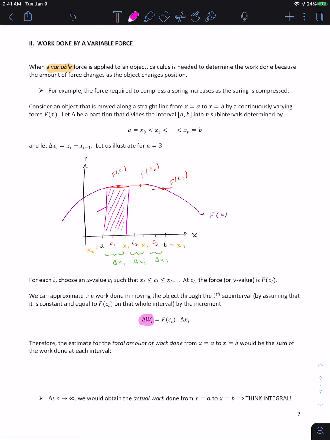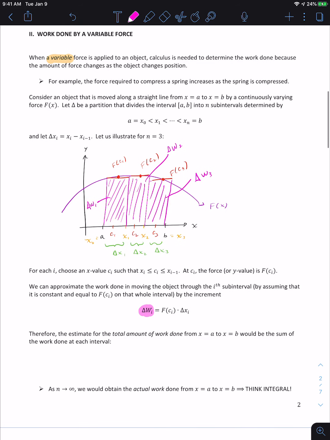So the work that we're finding, this delta W sub 1, is just going to be the area of that rectangle right there. And if I find the work on the second interval, the area of that piece is delta W sub 2, and then the work on this third piece is delta W sub 3. Right? So again, on each one of these intervals, I'm assuming that it's constant, and I'm assuming that it's equal to this random f of c sub i value. And since it's constant, we can use that formula.